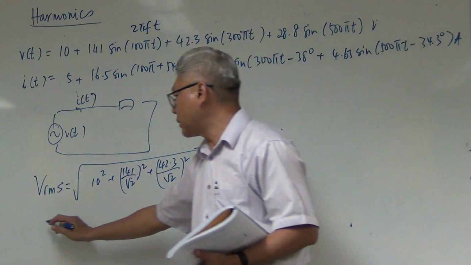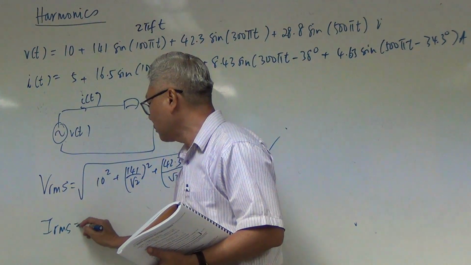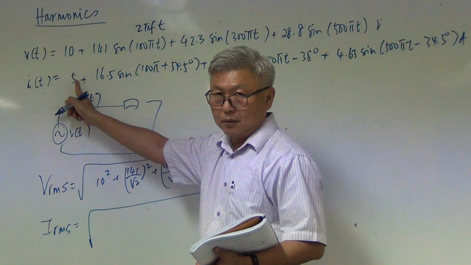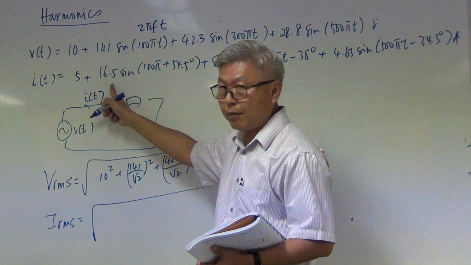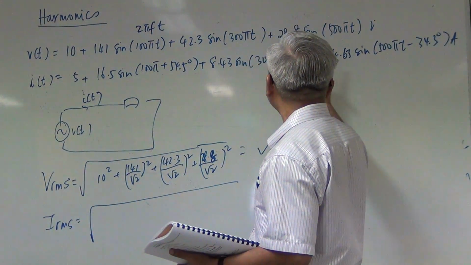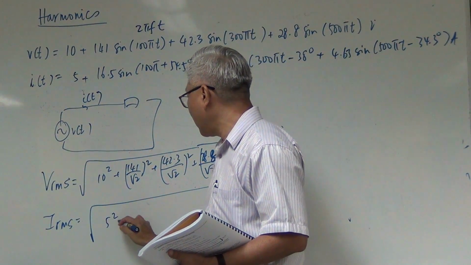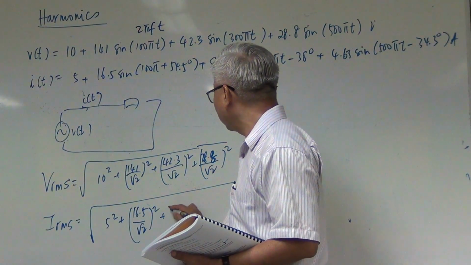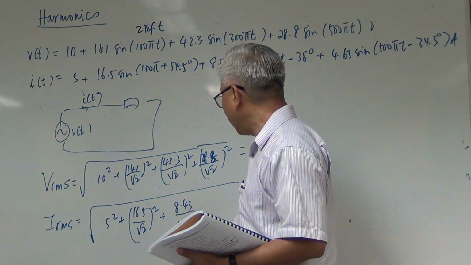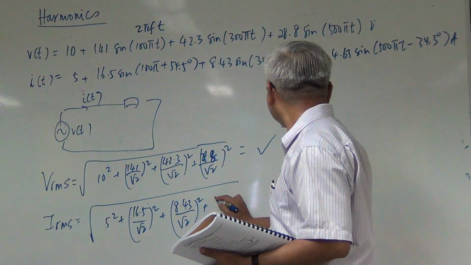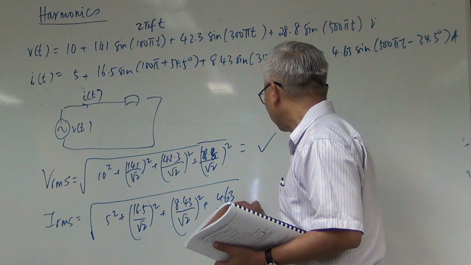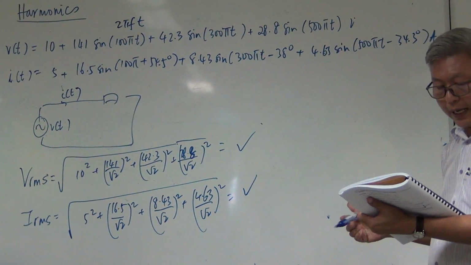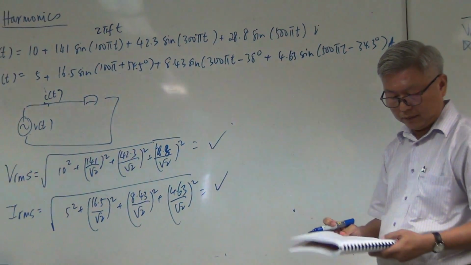How about the IRMS? It's the same method. Square root of the square of this DC value plus RMS squared plus RMS squared plus RMS squared. So it will be 5 squared plus (16.5 divided by square root 2) squared plus (8.43 divided by square root 2) squared plus (4.63 divided by square root 2) squared. So with that we get the VRMS and IRMS. Alright?